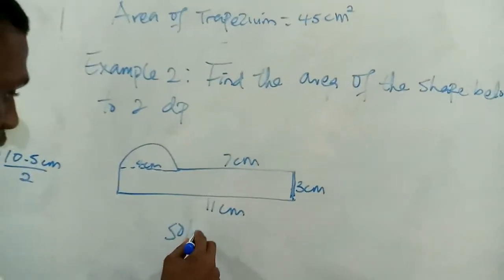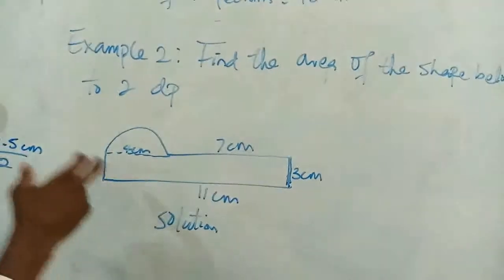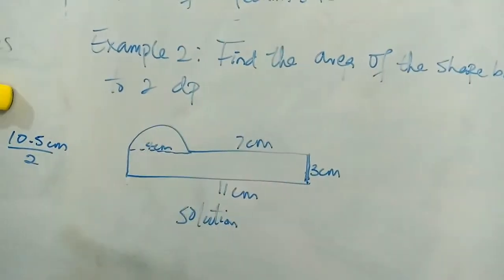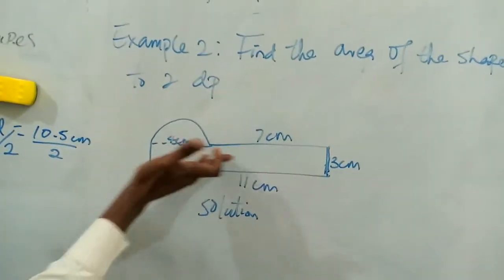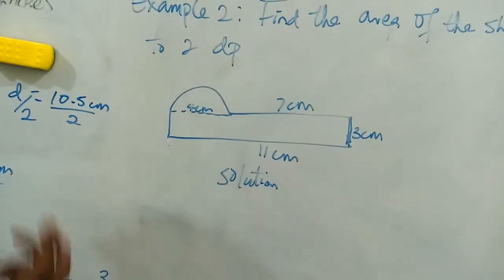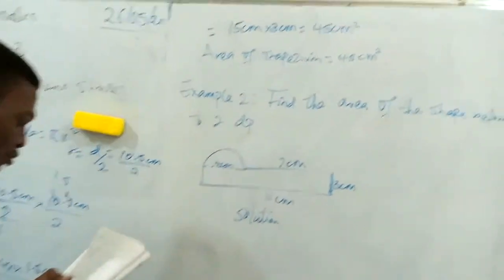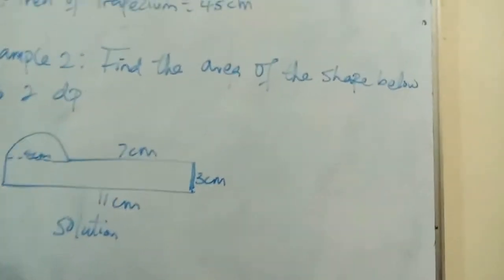Now, this figure consists of 2 shapes. We have a rectangle and this is half of a circle. We call it a semicircle. We have a rectangle and then a semicircle. So we will find the area of each of them.